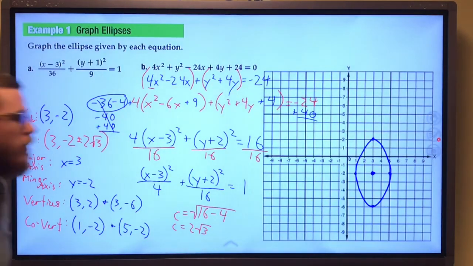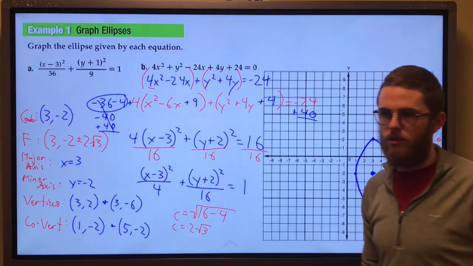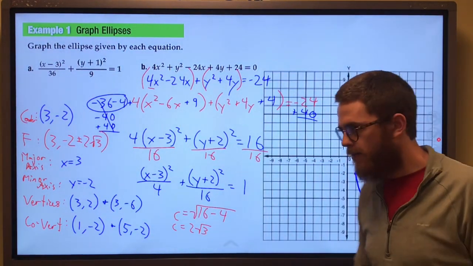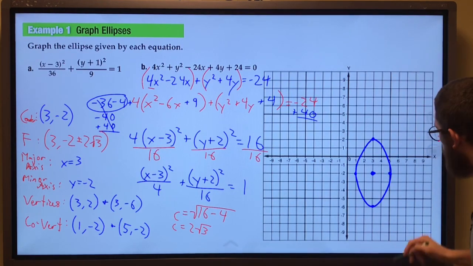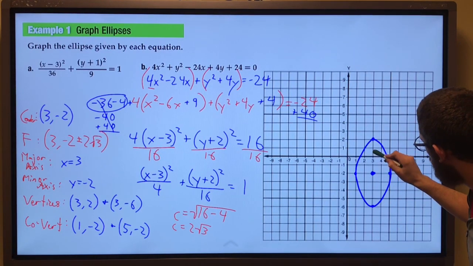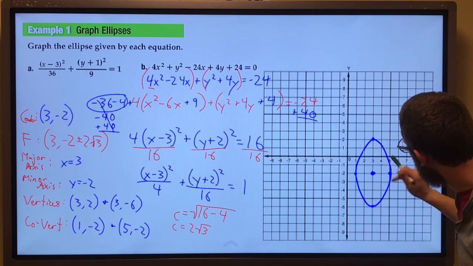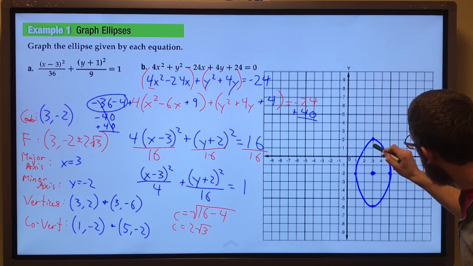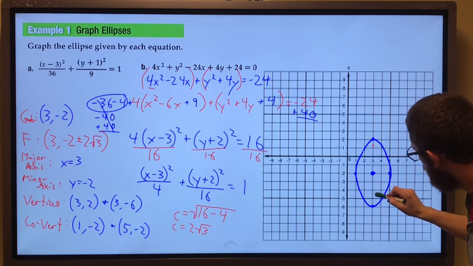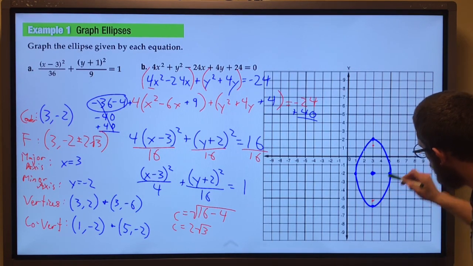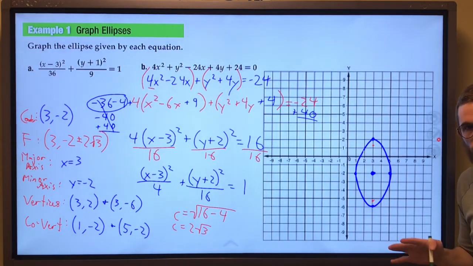If we want to plot those foci, 2√3 is about 3.5 if I had to guess. So that means I'm going up 3.5-ish. Down 3.5-ish. Our foci roughly right there.